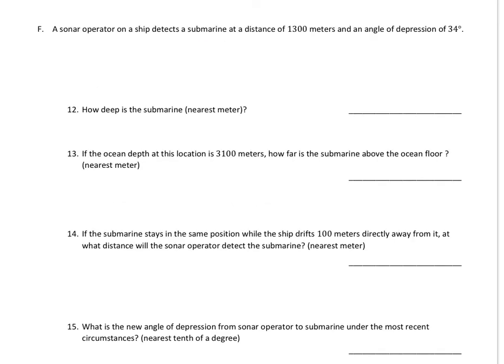Okay, so angle of depression on F, you've got a ship detecting a submarine at a distance of 1,300 meters and an angle of depression of 34 degrees. Remember that an angle of depression is always formed with respect to the horizontal in relation to the object, so you have the angle of 34 degrees being nested here, and that angle is going down to detect the submarine with its little periscope. And you're going to try and find how deep the submarine is, and so that's going to form your right triangle.